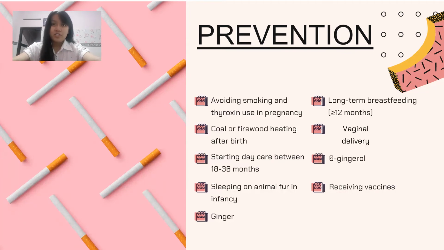In children, the results of previous research showed that long-term breastfeeding of at least 12 months and a vaginal delivery are associated with a lower risk of developing childhood allergic rhinitis. And vaginal delivery has a significant protective effect for children who had been breastfed for longer compared to cesarean delivery.